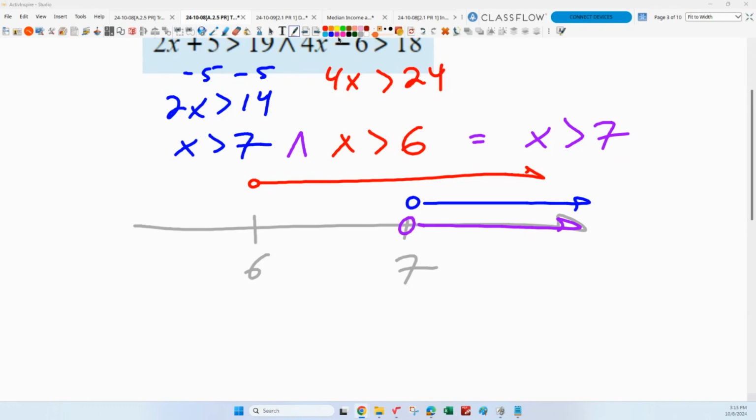What if this had been an or statement instead? What would the solution have been? 6 or greater than 6, right? Because for an or statement, we want every place that is either red or blue or both, right? Any place where one of those is going on is a part of the solution. That's a union instead. Okay?